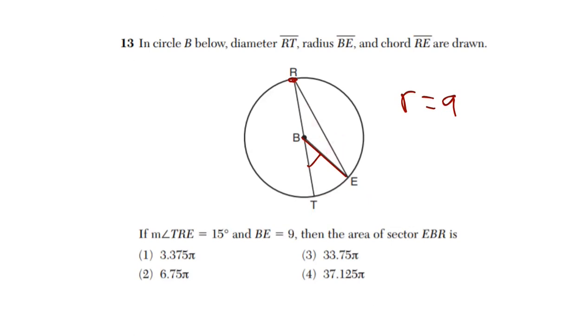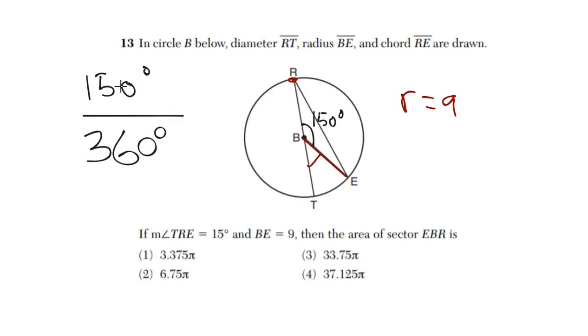We just found out that angle RBE, the central angle, is 180 degrees. Whoops, that's a 0. Sometimes it turns into a rectangle. 180 degrees. Nope, not 180. 150 degrees. Sorry. 150 degrees. And what's really important is if you know the central angle of the sector that you're trying to find, we can use that value to find the fraction, because we know the entire circle is 360 degrees. You and I only care about 150 degrees of that circle. So that's going to be our fraction.